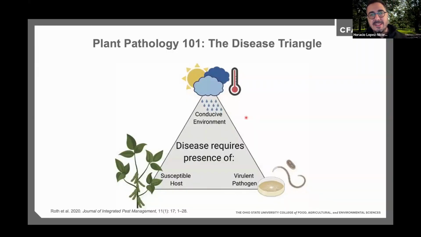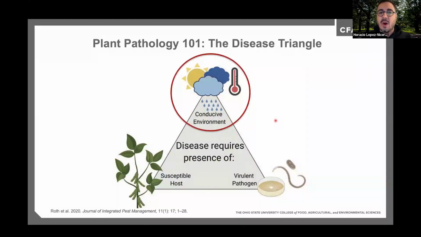Just a reminder, this is the basic plant pathology 101 disease triangle. For us to have a disease in the field, we absolutely need three elements. The virulent pathogen, it has to be virulent. A susceptible host, it has to be susceptible. In this case, we're going to talk about soybean because that's what we care about the most. And then the third one is a conducive environmental condition.